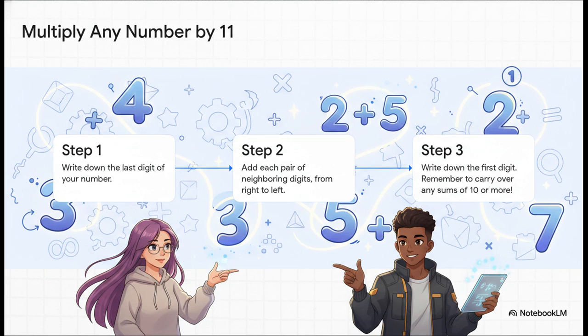Ready for this? Here's how to multiply pretty much any number by 11 in your head. First, you just write down the last digit of your number. That's the last digit of your answer. Easy. Then, working from right to left, you add each pair of digits that are next to each other. And finally, you just write down the very first digit of your original number. Now there's one little catch. If any of those pairs you add up are 10 or more, you just have to remember to carry the 1, just like in regular addition.